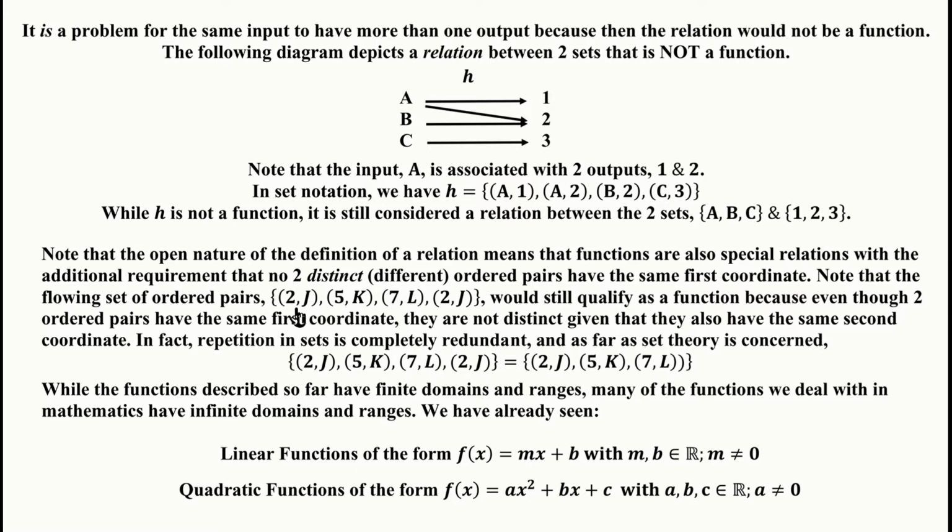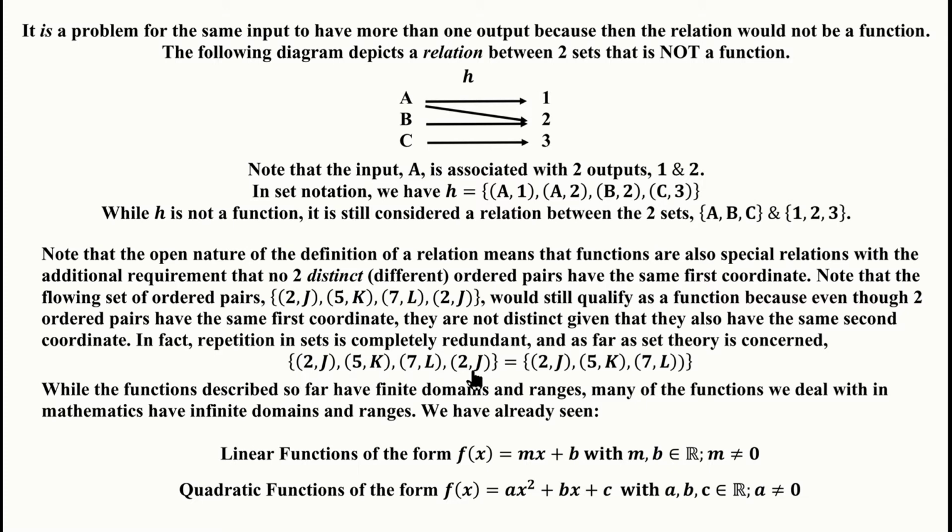of functions, and they'll give you a set like this and ask you whether it is a function or not, and you may quickly take a look and say, oh, the same first element is appearing, so dismiss it as not being a function. But remember, we said if two distinct ordered pairs have the same first element, and notice these two ordered pairs, even though they have the same first element, they're not distinct because they also have the same second element. So as far as sets are concerned, repetition is moot. It doesn't have any significance.